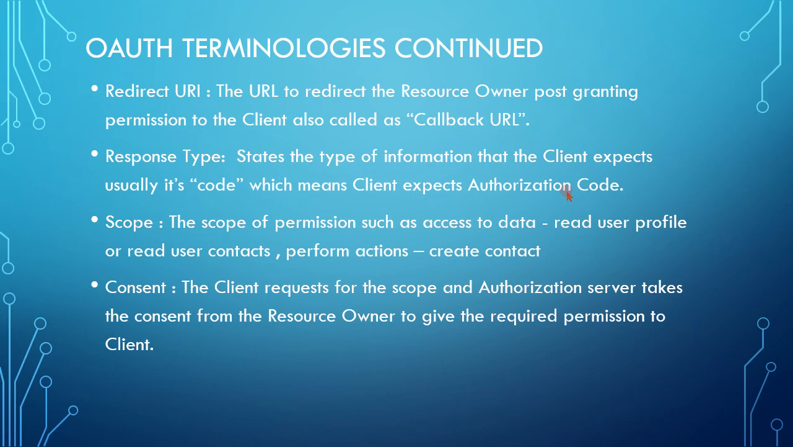Either one client would be given access only to read the user profile, and maybe another client application would be given access to read user contacts, and some other application to update or create contacts. So that is the scope of permission granted to the client. Consent. The scope of permission given to the client was under the consent of the resource owner. So the consent is taken by the authorization server after the authentication is successful.